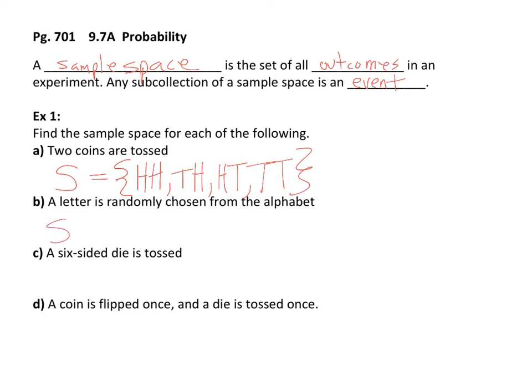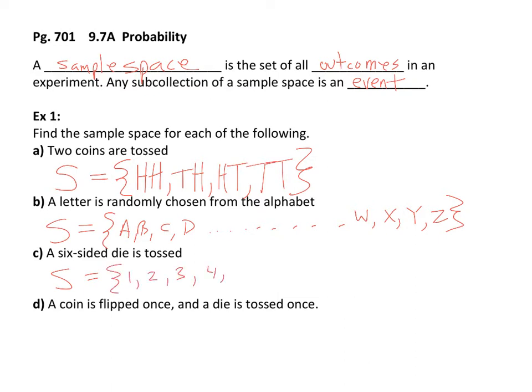Alright, for the next one, we have the letters of the alphabet. A, B, C, D. Okay, you got the idea. And then we have W, X, Y, and Z. Okay, and that's your sample space for the letters of the alphabet. Next one, for a 6-sided die. Alright, well, you could end up with a 1, a 2, a 3, a 4, 5, or 6.